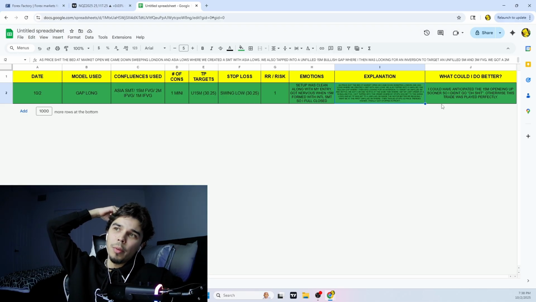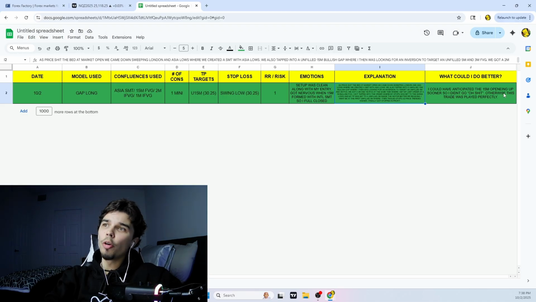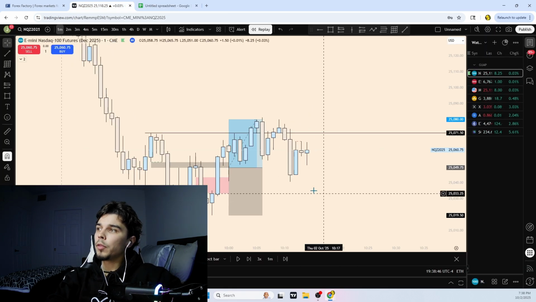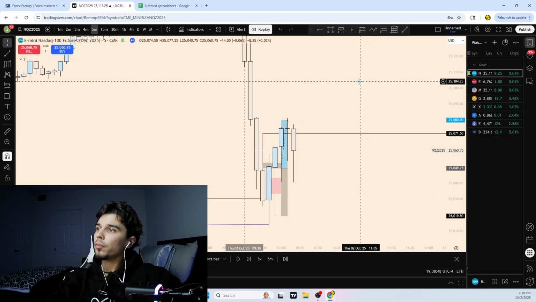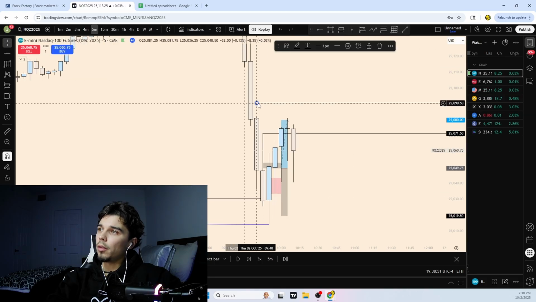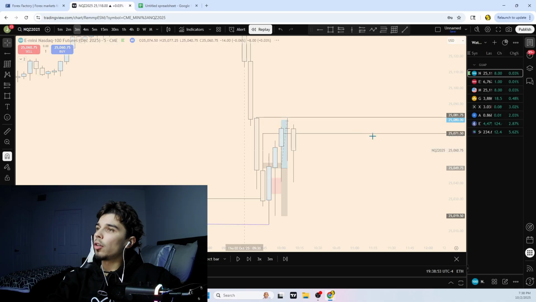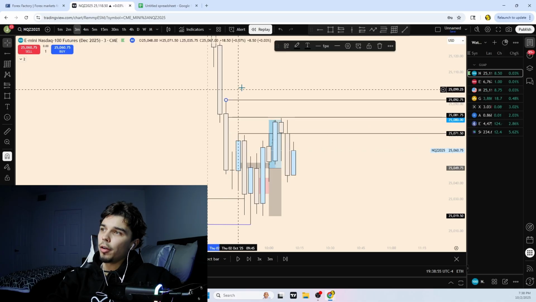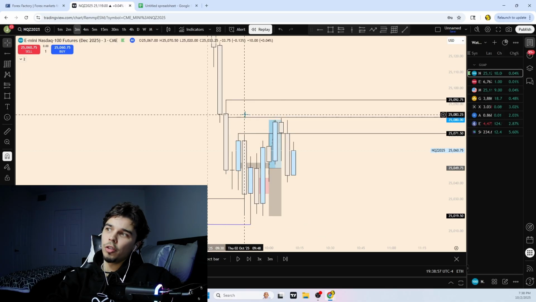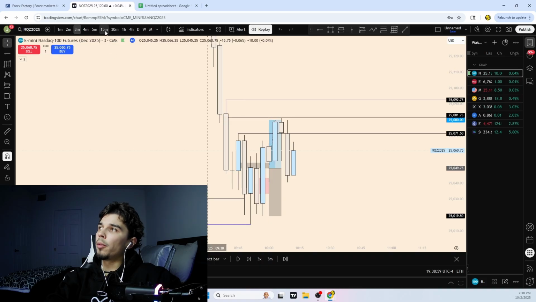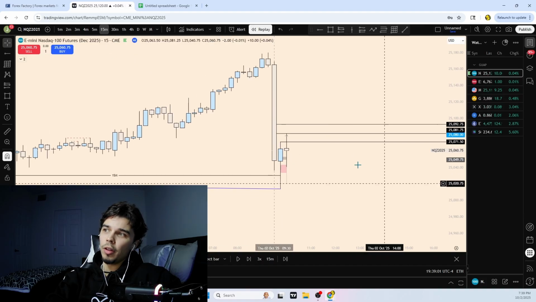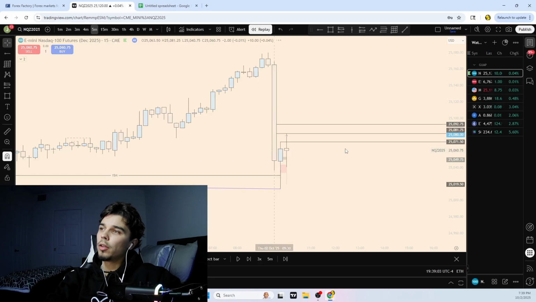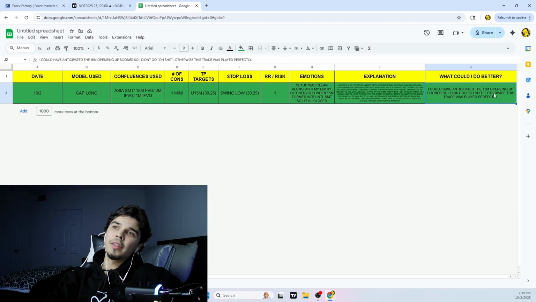And then what could I have done better? I could have anticipated the 15-minute opening up sooner so I didn't go, oh shit, otherwise this trade would have played out perfectly, right? So my original targets were this unfilled 5-minute. And then there was also a 3-minute right here that I was going to trail aggressively once we hit this unfilled 5-minute. However, at that specific point in time, I didn't realize that this 15-minute gap was going to open up. So that's why I said right here, I should have anticipated the 15-minute gap opening up. That was something I could have worked on. So that is something I could do better.